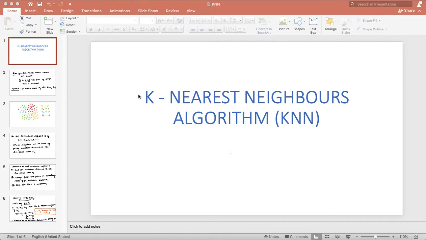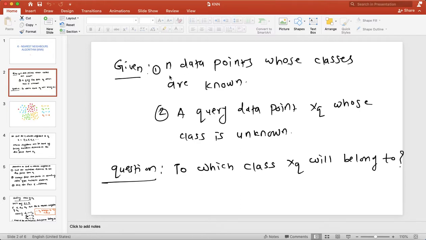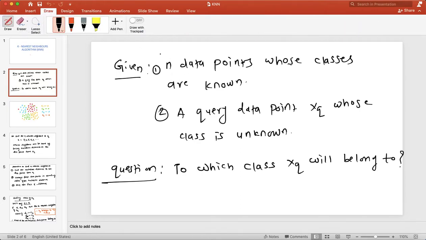neighbor algorithm. This is also known as the KNN algorithm. This is a supervised classification algorithm where we are given n data points whose classes are known, and we are also given a query point whose class is unknown. We are asked to classify this XQ to one of the known classes. Let us see how KNN solves this problem.